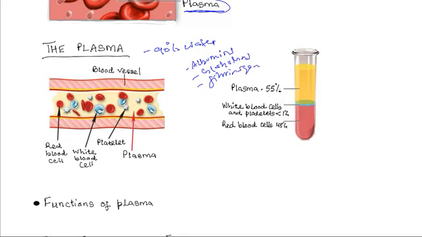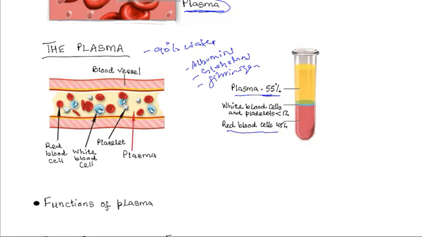So in terms of volume, the plasma constitutes about 55% of the blood. Then the remaining 45% is red blood cells, and only about 1% is made up of white blood cells and the platelets. So within the blood, you have the plasma, in which the other blood components are suspended.